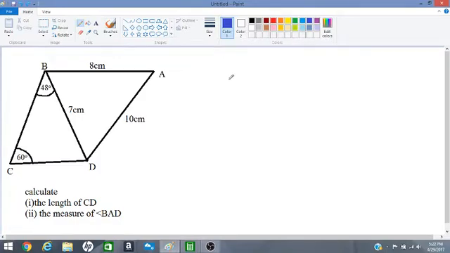Let's dive straight into the mathematics here. We have a diagram and we are asked to find one missing length and the size of one missing angle. So let us start with part 1, finding the length of CD. We are using the sine rule to do this.